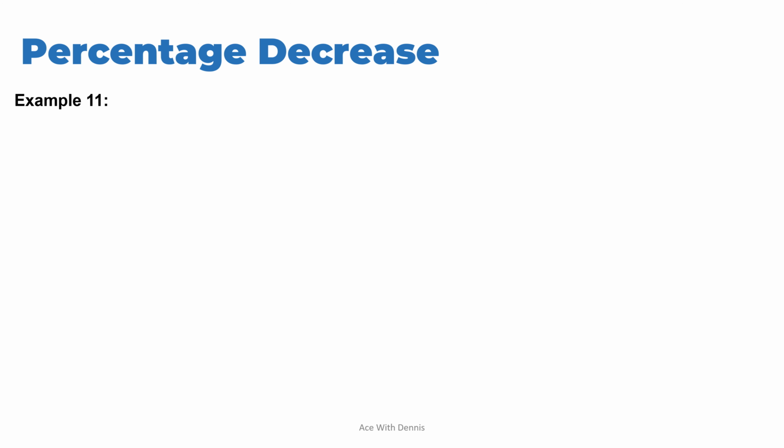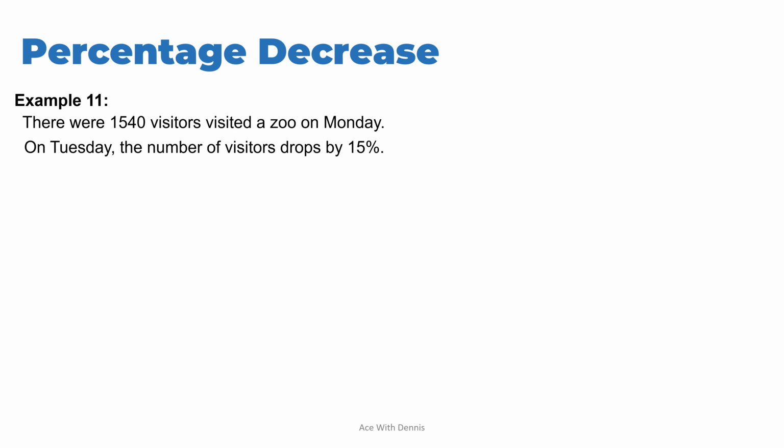Let's see example 11, which more frequently comes up in exams, and we also frequently see similar situations in our daily lives. So here's the question. There were 1,540 visitors who visited a zoo on Monday. On Tuesday, the number of visitors drops by 15%. How many visitors were there on Tuesday?